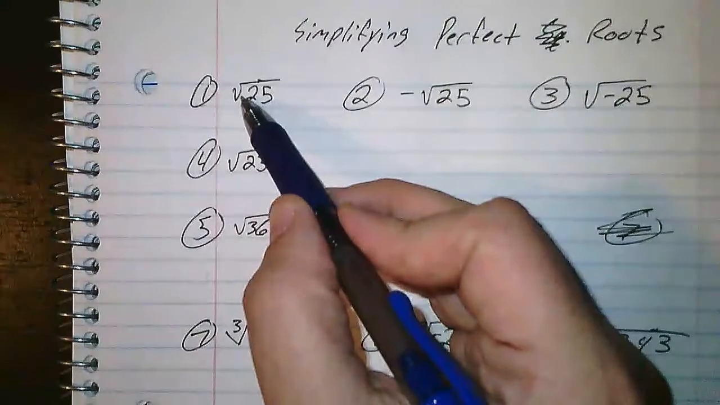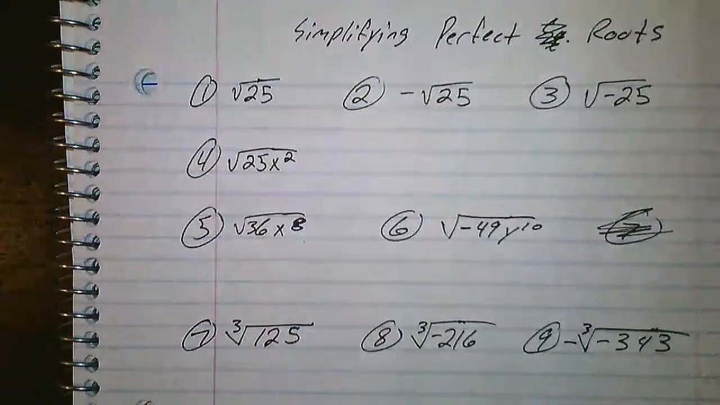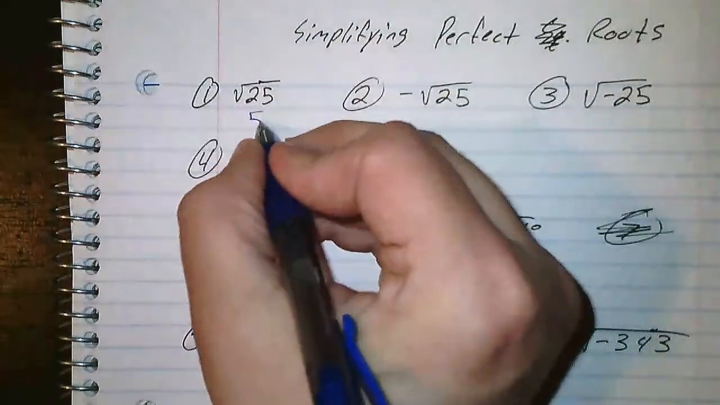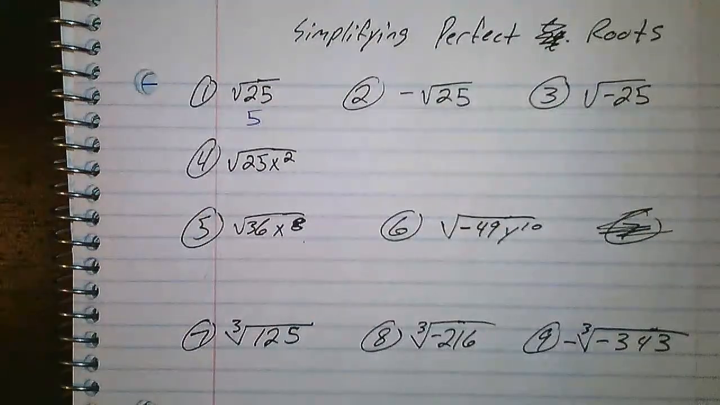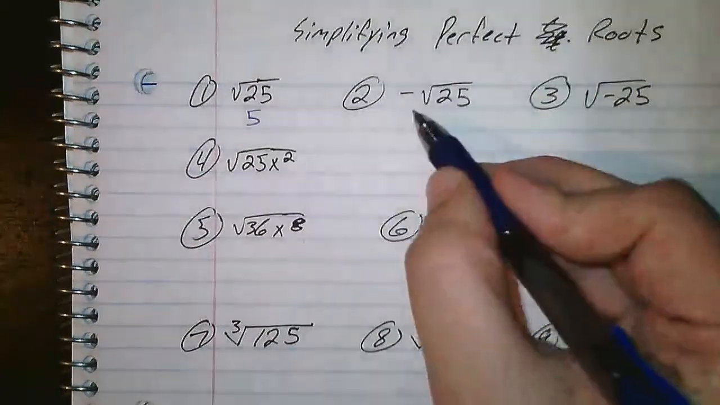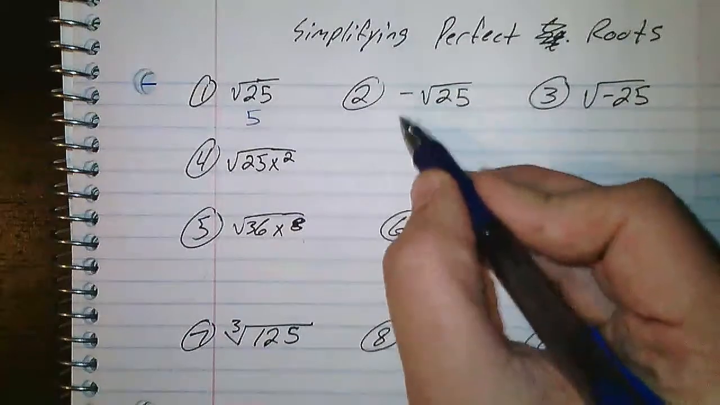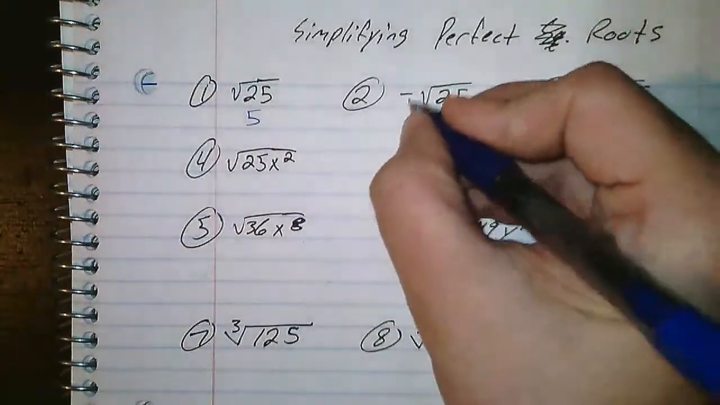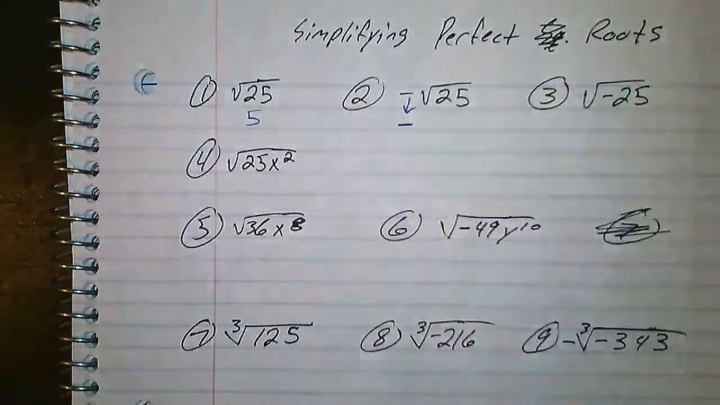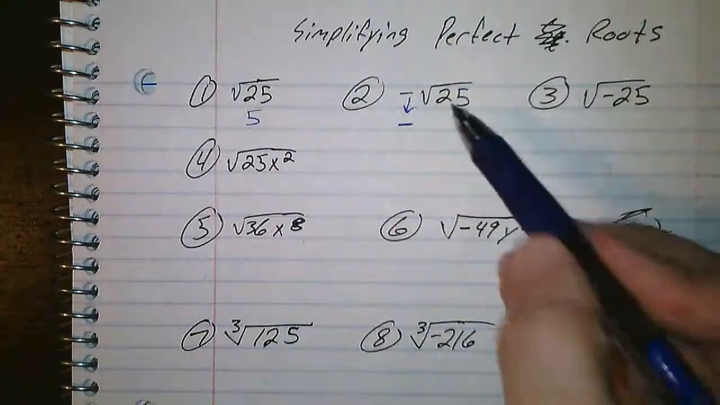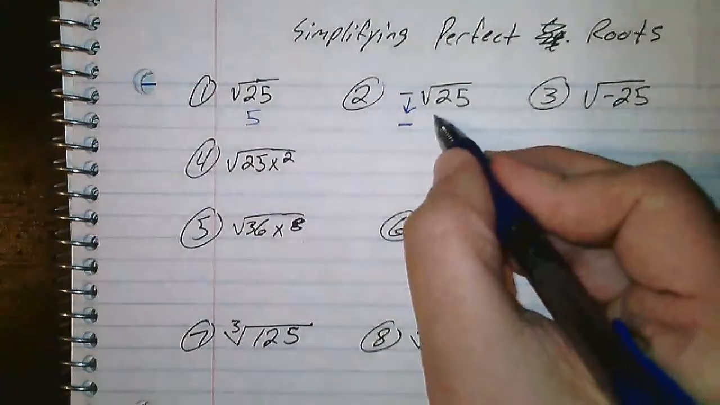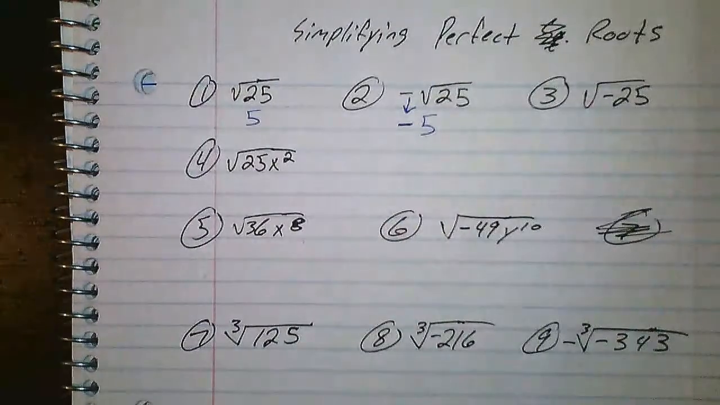So a square root asks what number times itself equals positive 25? And the answer is 5. That's our principal root, the root that we consider here. If there is a negative on the outside of the radical, this negative will carry down. And the square root of 25 is 5. So negative square root of 25 is negative 5.